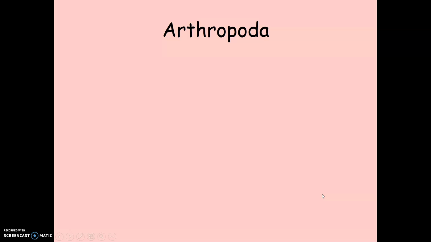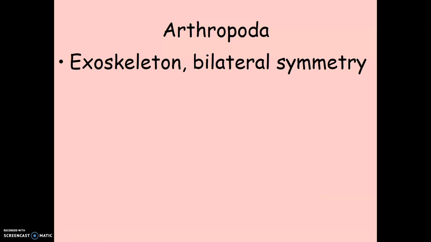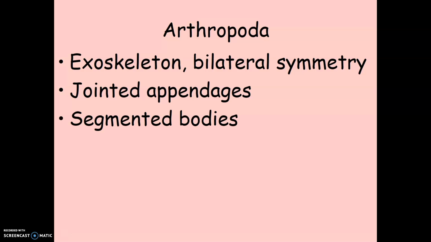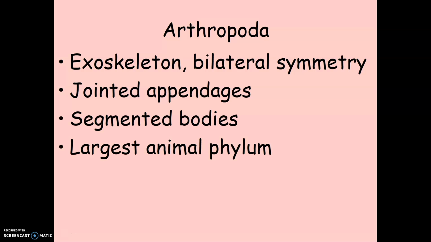Arthropoda. This one's fun. They have an exoskeleton. So think exoskeleton, when you step on it, it squishes. Where endoskeleton, it'd be kind of soft and then make a squish noise. They have bilateral symmetry. Jointed appendages, so things like wings, legs, arms. They do have segmented bodies. This is the largest animal phylum.